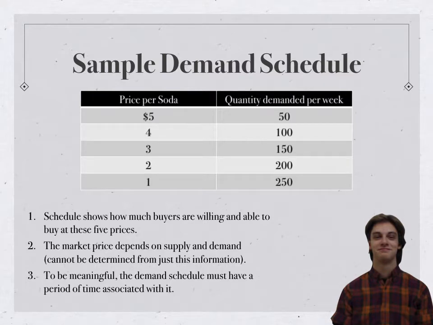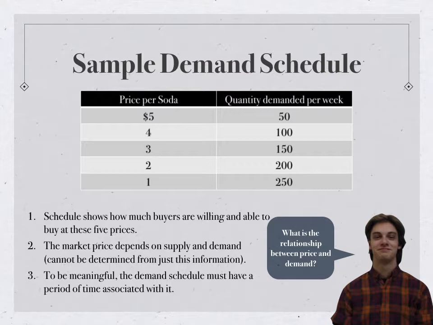Okay, a question from the crowd, or actually a question from one of my other crowds. The question is, what is the relationship between price and demand? What happens when the price goes down? The quantity demanded goes up. What happens when the price goes up? Well, the opposite is true. The quantity demanded goes down.